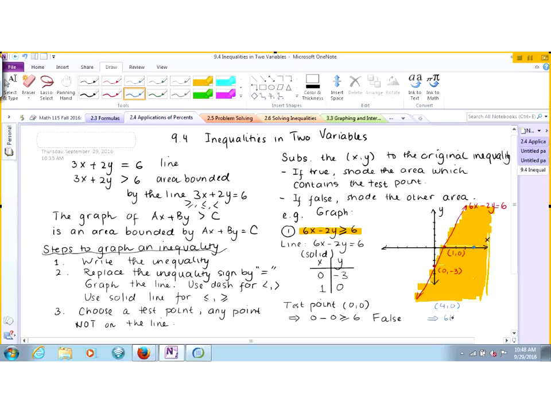So when I substitute, I have 6 times 4, right? Minus 0 greater than or equal to 6. So 6 times 4 is what? 24 greater than 6, true or false? True. So since it is true, then I shade that point also. So it doesn't matter which test point I choose. Okay.